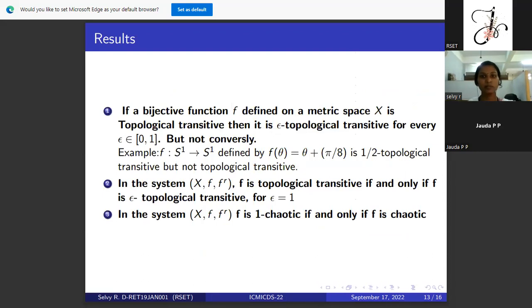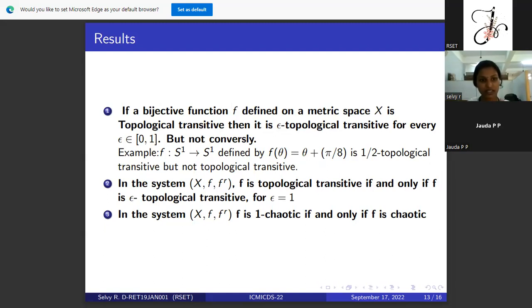So my important results are: if a bijective function defined on a metric space X is topologically transitive, then it is epsilon topologically transitive for every epsilon in [0, 1], but not conversely. The counterexample is: consider the function f from S¹ to S¹ defined by f(θ) = θ + π/8, and it is 1/2 topologically transitive, but not topologically transitive.